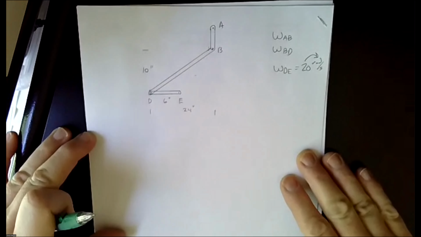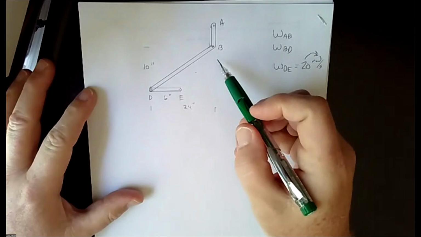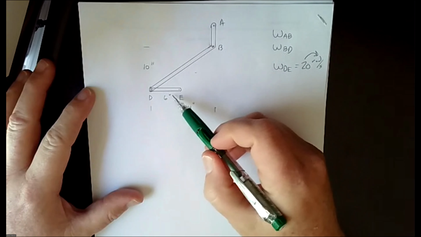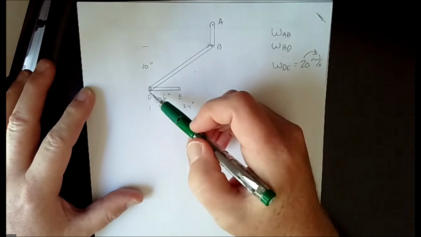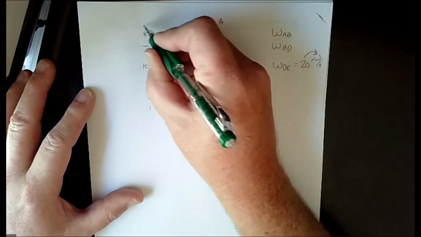Here's what I've drawn. So I would take a moment, pause, and draw what you think you need to see as far as the sketch. It's a little out of proportion. 24 inches is the full width, 6 inches is this bar DE, 10 inches is the height, and then there's another 8 inches up here to that.